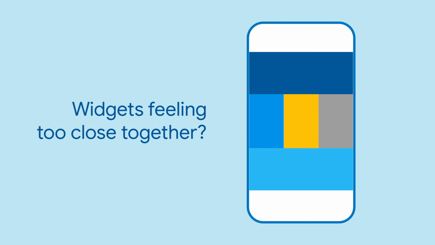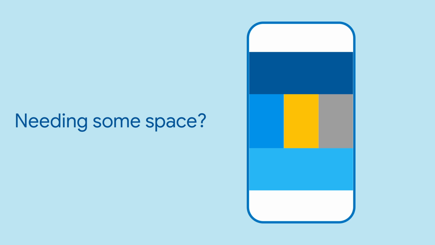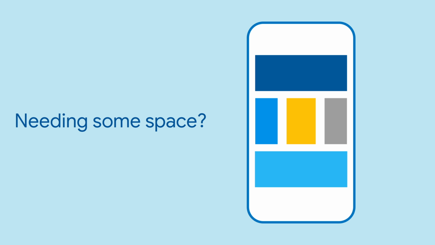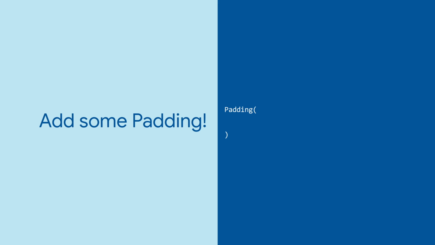In an app with lots of widgets, things often get crowded. Look at these boxes. They're basically on top of each other. While these boxes are social creatures, they could do with some distance between them. By using the padding widget, you can provide these boxes some space.